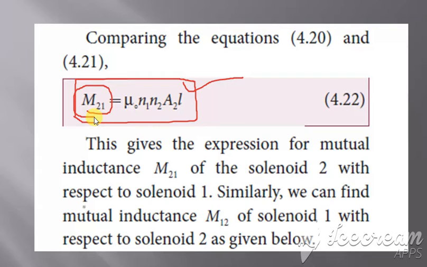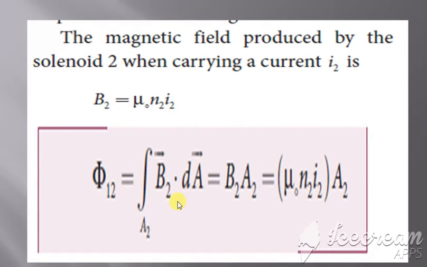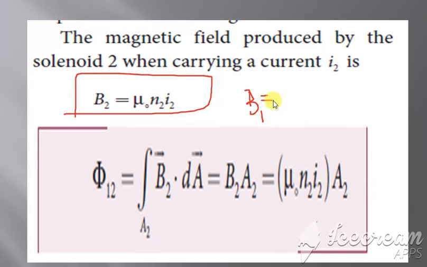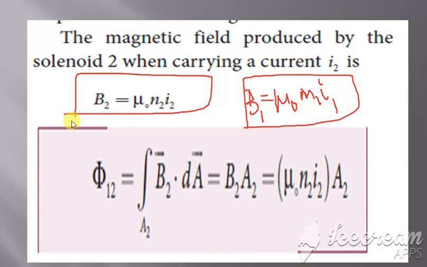So the mutual induction by coil 1 on coil 2 is done. Now we are going to see the next one, that is B2, to compare whether both the mutual inductions are the same. So for B2, the formula is given by mu naught n2 into I2. First, what is the formula we saw before? B1 is equal to mu naught n1 into I1, is it not? So this is the equation for B1. Now we get the equation for B2, which is equal to mu naught n2 into I2.